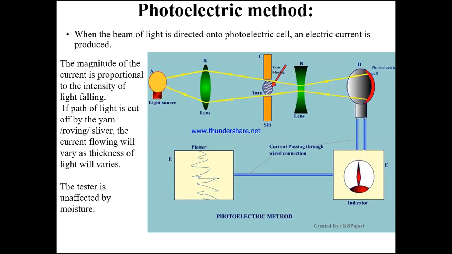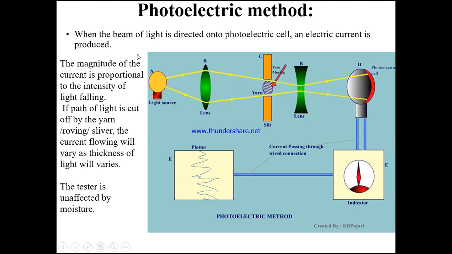Now the next method, that is the photoelectric method. So whatever method I have discussed now for the Worcester evenness tester is working on the capacitive principle. Now this instrument will work on the photoelectric principle. Photoelectric, the name itself implies that when light is incident on a photoelectric cell, it will generate electricity, like a solar cell. So when the beam of light is directed onto the photoelectric cell, an electric current is produced.